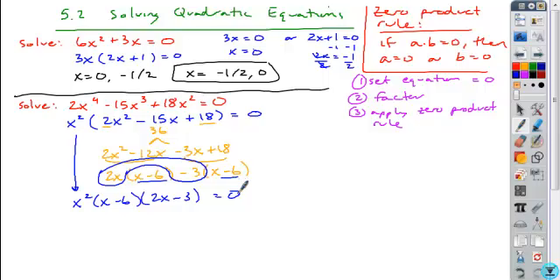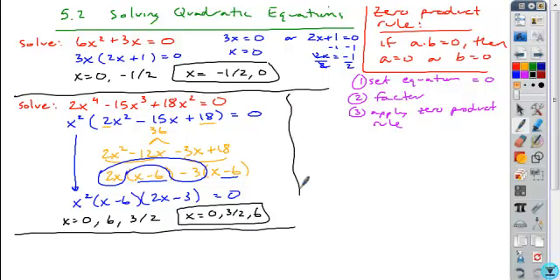Okay, once you get to this point here, you can set each factor equal to 0. So based on this first factor, x squared, what value of x gives you a 0? 0. What value of x gives you a 0 for this second factor? 6. And what value of x gives you a 0 for this last factor? The opposite of the constant, positive 3, over the coefficient 2. So again, just reorder these from smallest to largest. So 0, 3/2, and 6 would be your solutions. Okay. Questions on that process?